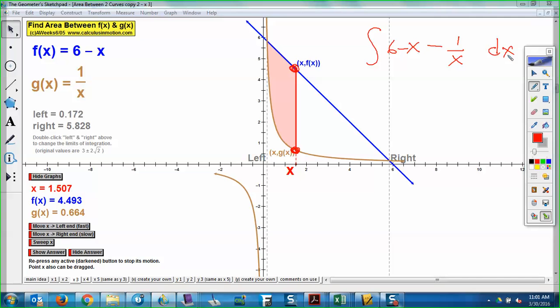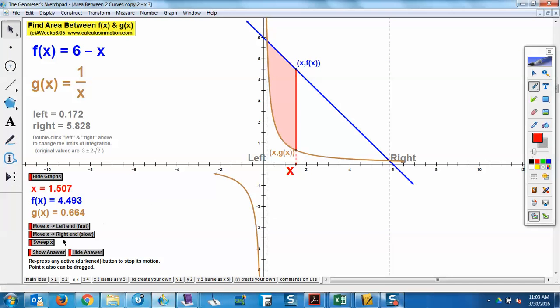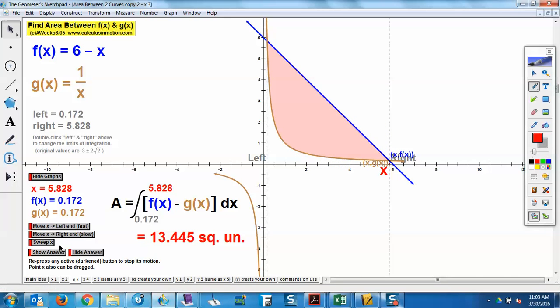Well, you guys are slow on that one, but you'll get better. The width, dx, right? The width is dx. Height times width, that's area. The integral does what? Adds them up. The integral adds up all those strips from? Oh, yeah, I should have changed those numbers. That's okay. From 0.172 to 5.828. Do that on your calculator for me, please. 0.172 to 5.828. 13.445. Are you getting that? Okay. 13.445 is that area.